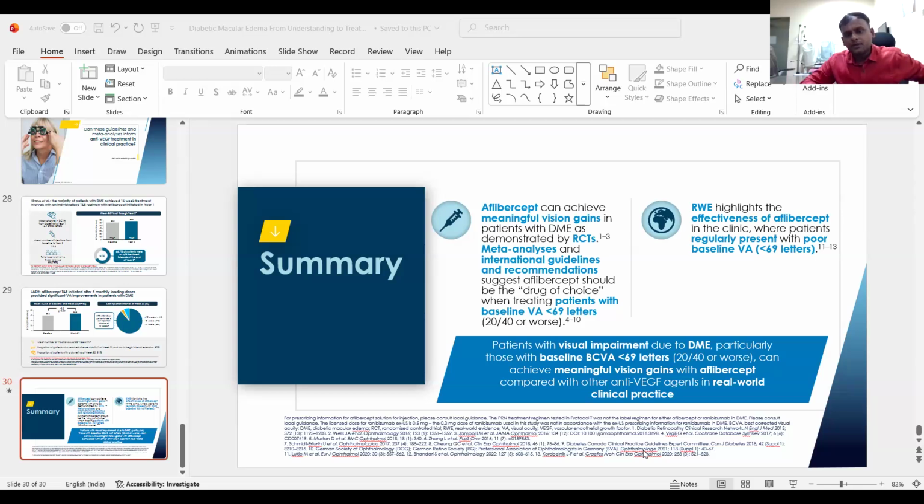The query is, what is your preferred drug of choice in naive patients, specifically in diabetic macular edema and other patients?